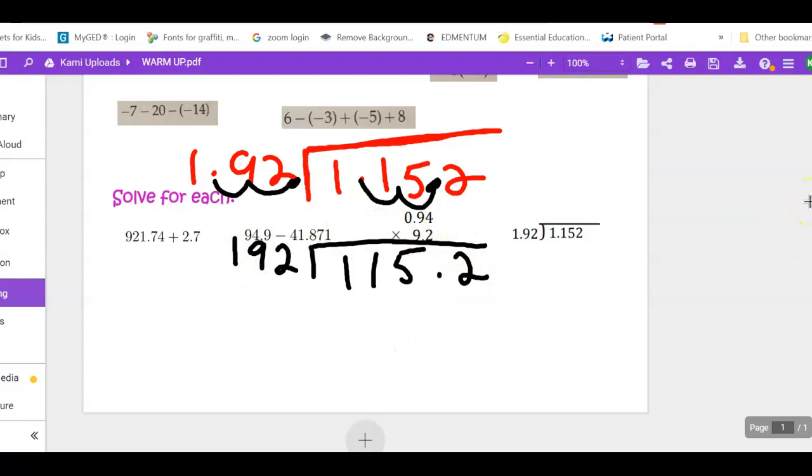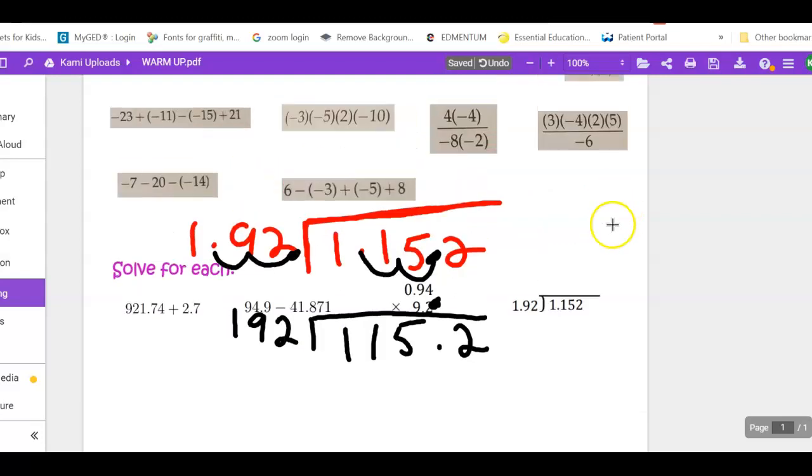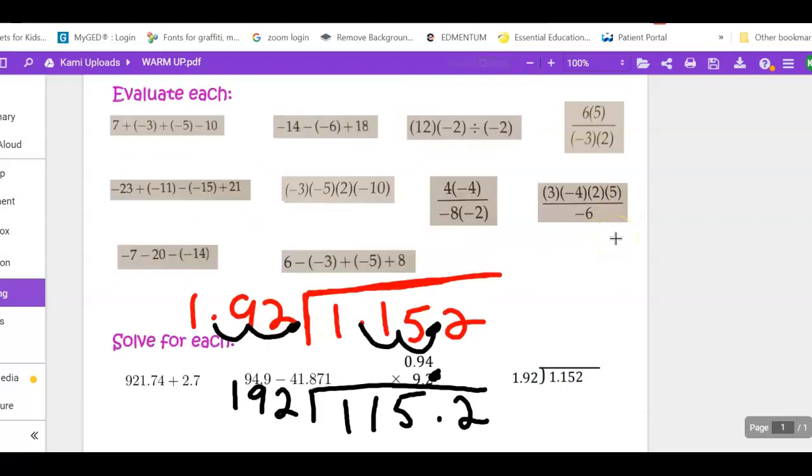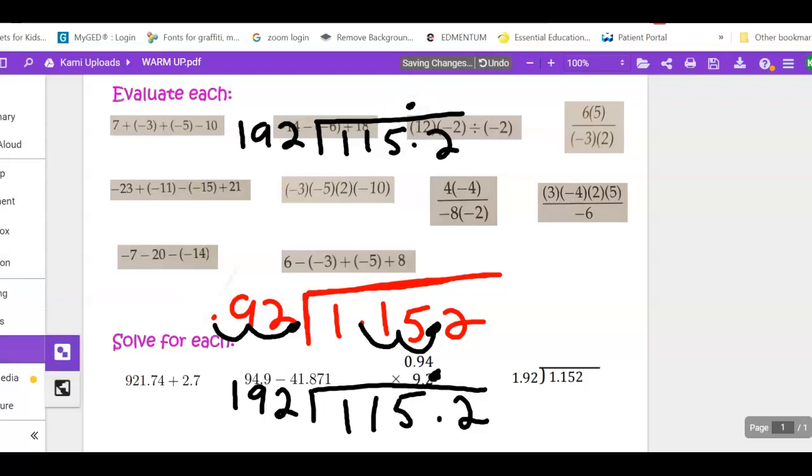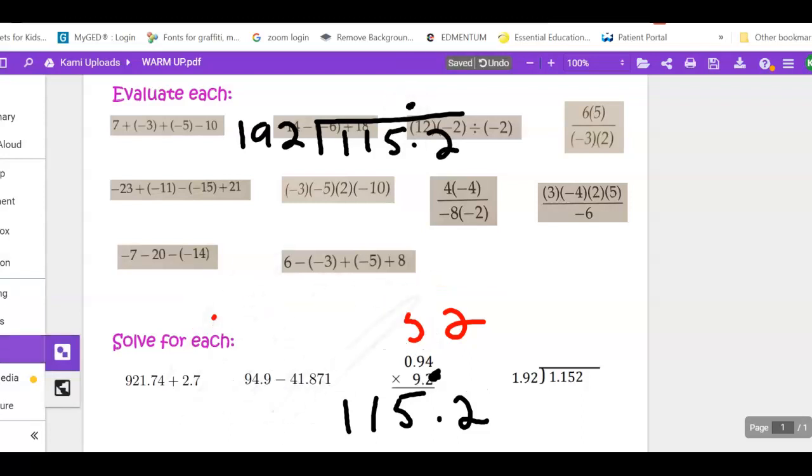And then all I would have to do is bring my decimal right on top of the house. So whatever my answer is, that's where the decimal is going to be in my answer. So let me rewrite that up here so I have some space. I have 192, right? And 115.2, knowing my decimal is going to be right here. Let's start working that out. Okay, here we go. Division by hand. Practice. I'm going to take it step by step.